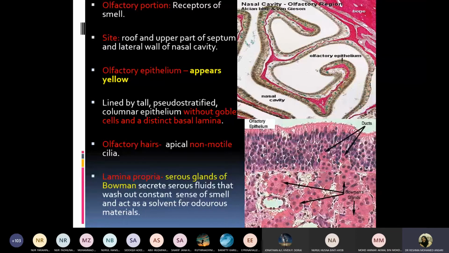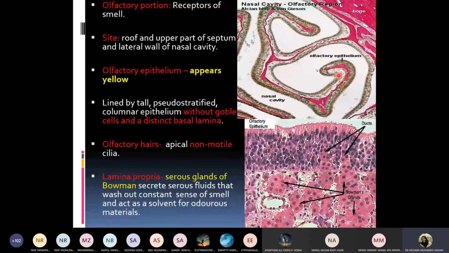So serous means the secretion is very watery, unlike mucus, which is very thick. When I look at the olfactory portion, it is in the roof. It appears yellow. It is a tall pseudostratified epithelium, but it doesn't have goblet cells and doesn't have a nice basal lamina. They have cilia, but they are non-motile because they have to carry the sense of smell. They don't need to move anything. And the lamina propria has a lot of serous glands that secrete watery fluid that can remove the odoriferous materials. So I'm going down further.